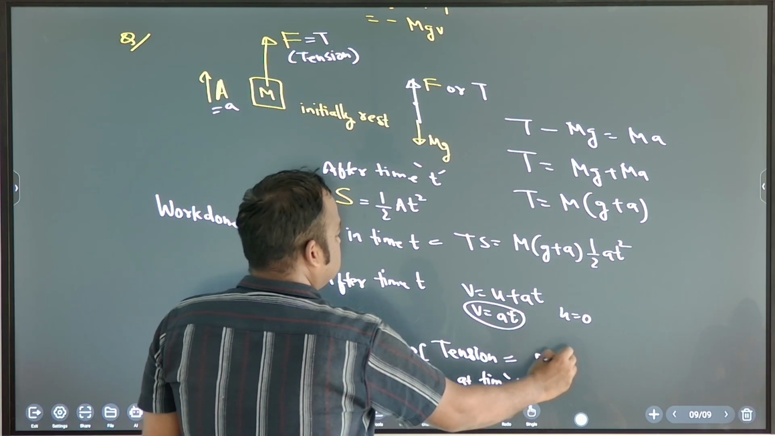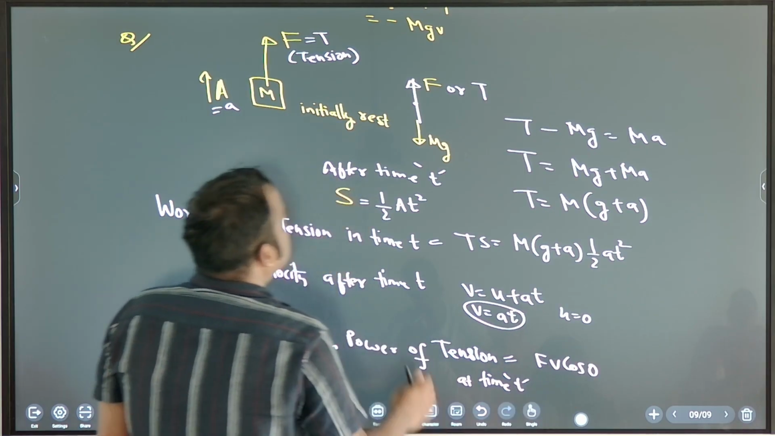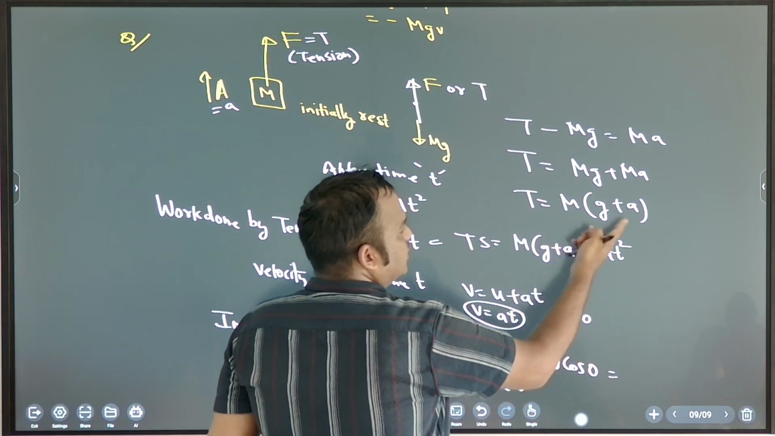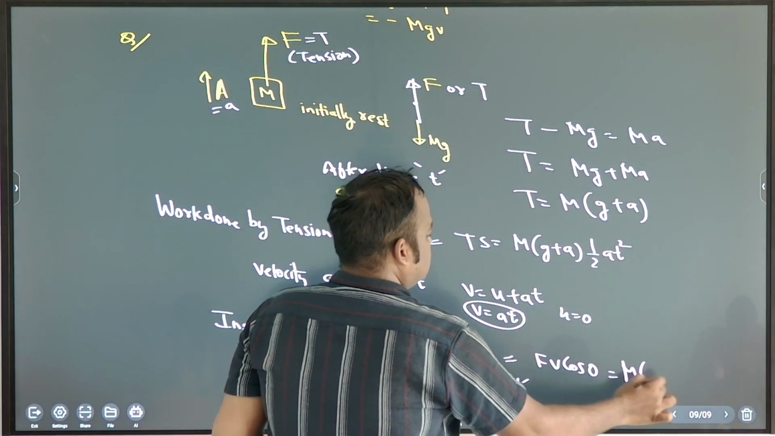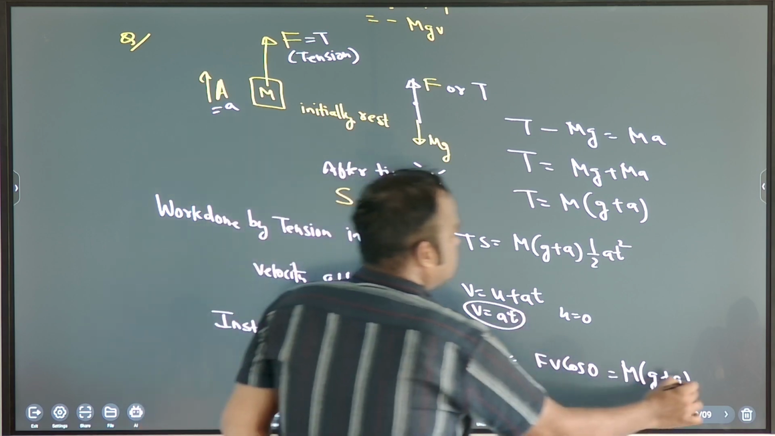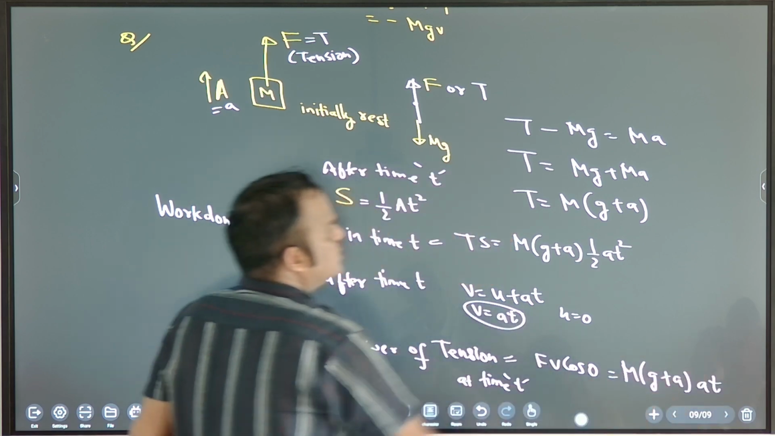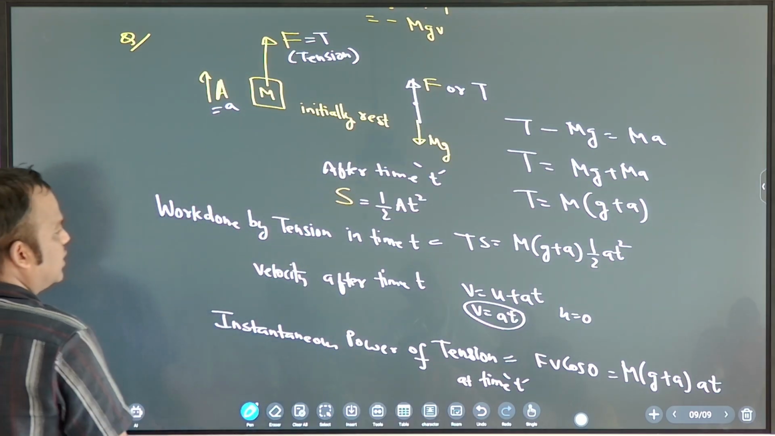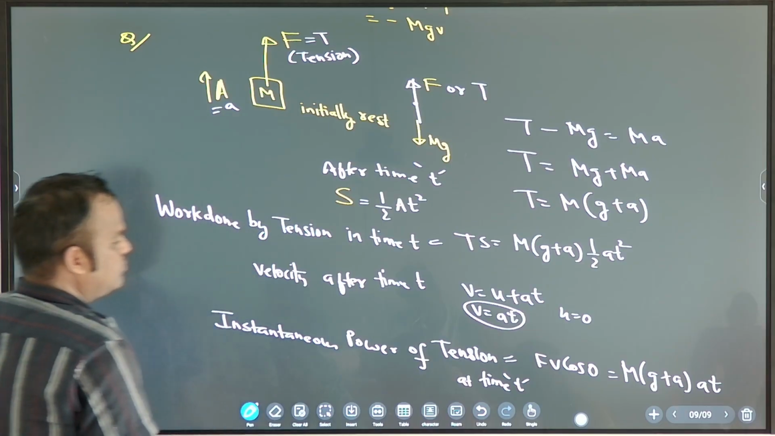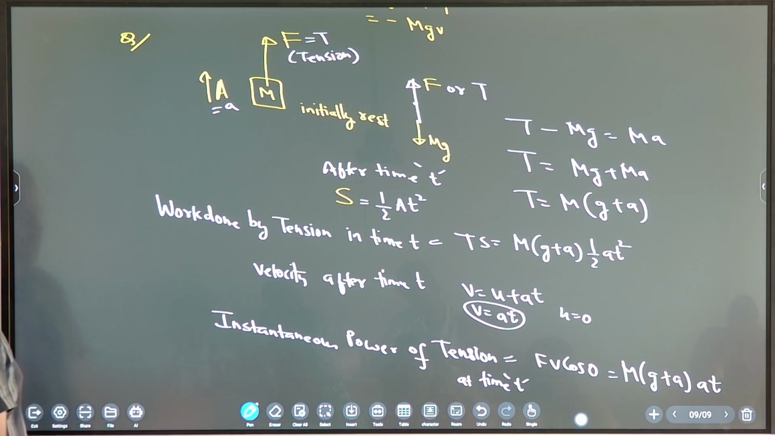Fv cos 0. Tension is upward, displacement is upward. Now what is F? F is tension, M into G plus A. And what is the velocity? At. So this is instantaneous power. Is it clear? Okay. So I will revise it.